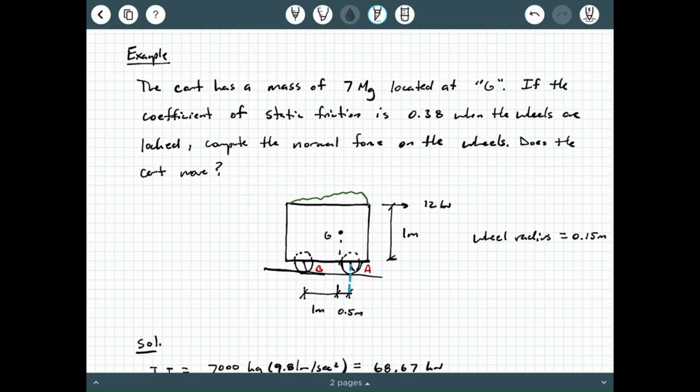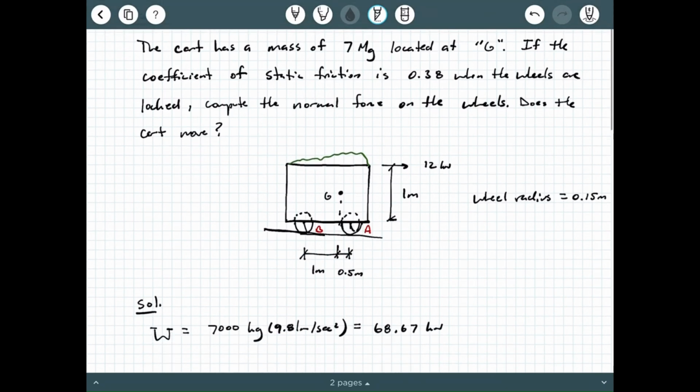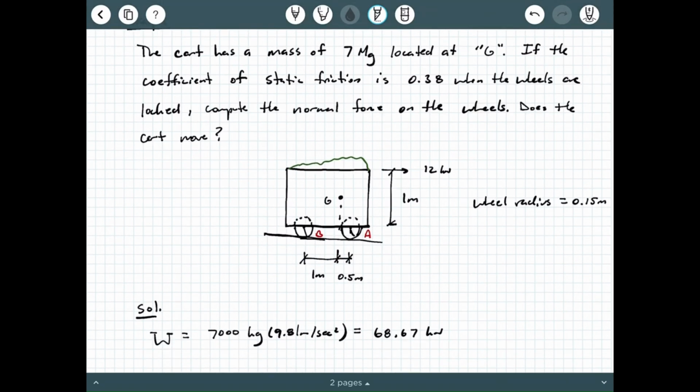We're also given dimensional lines between the lines of action of the wheels and the center of gravity G. That's where we have a 0.5 meter and a 1 meter dimension here. This is obviously not drawn very much to scale, but nevertheless this is our situation.